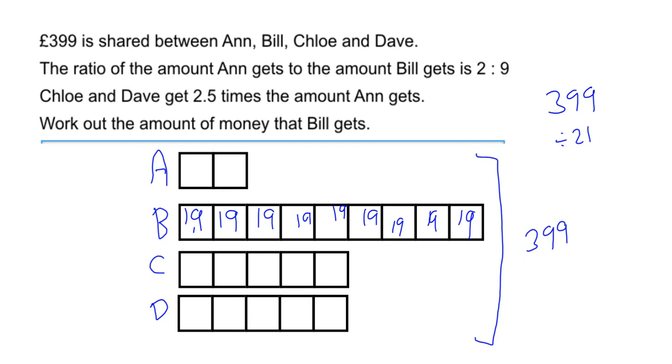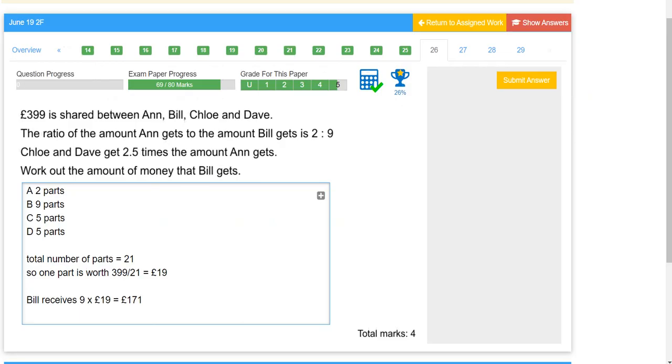So 19 times 9, I get to be £171. Let's stick that into MathsWatch and see if it likes that. So there I've written out.